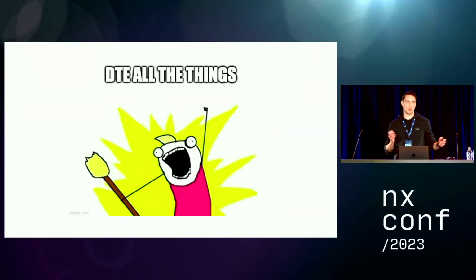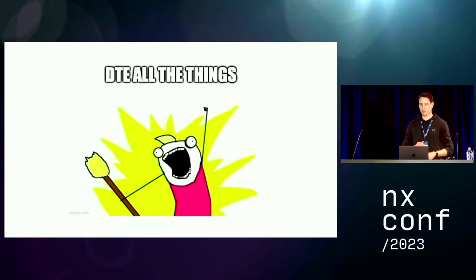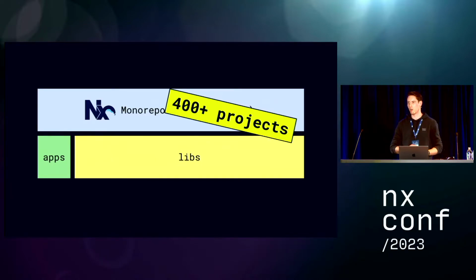Well, I mean, wouldn't we want to just DTE all the things? Yeah, maybe eventually, but let's not forget that we have over 400 projects in our monorepo. It's quite a bit to DTE. It's not impossible, but maybe too ambitious of a first step, especially since this is all new to us. So, how about we start small and then move forward from there?